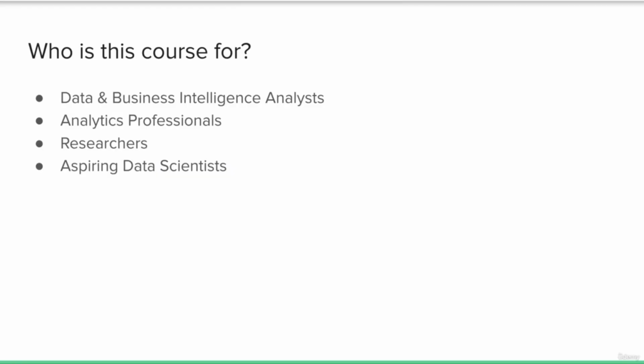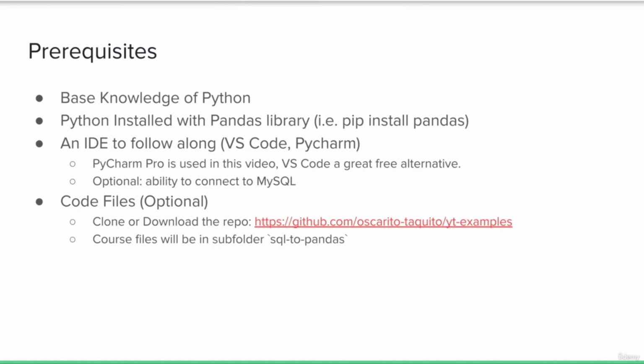So who is this course for? Well, if you're a data or business intelligence analyst, an analytics professional, a researcher, or aspiring data scientist, then this course is probably for you. There are a couple of prerequisites though. When starting this course, you should have a base knowledge of Python, which basically means you have Python installed with the Pandas library. If you're able to get there, then you're in good shape. If you have an IDE to follow along, whether it's VS Code or PyCharm, that would be extremely useful for your learning. I recommend VS Code if you don't have PyCharm. It's a great free alternative.